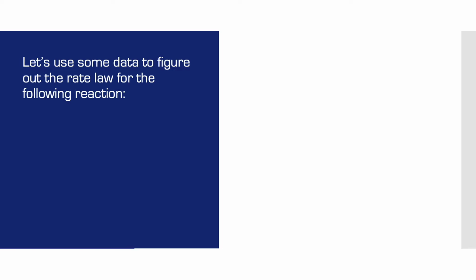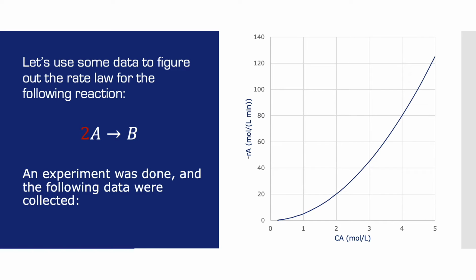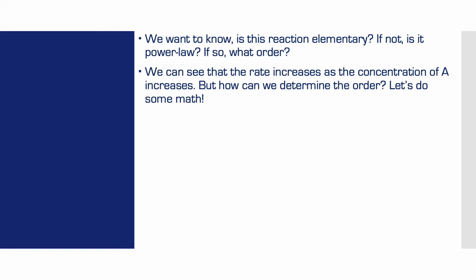Let's use some data to find out the rate law for the following reaction. 2A reacts to form B. An experiment was done and the following data was collected. We want to know, is this reaction elementary? If not, is it power law? If so, what order? We see that the rate increases as the concentration of A increases, but how can we determine the order?